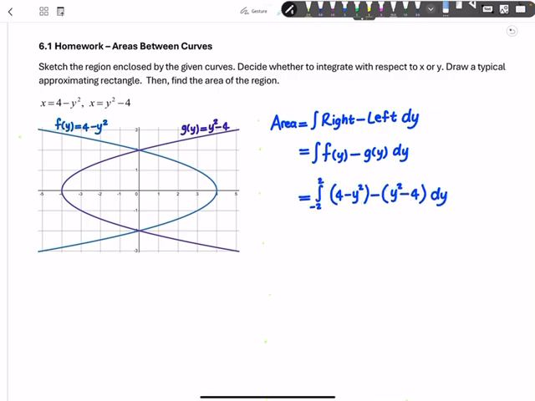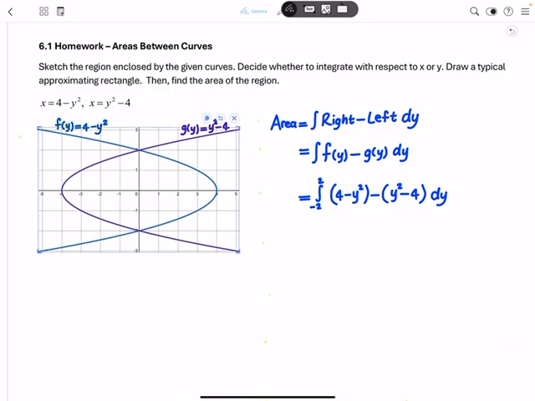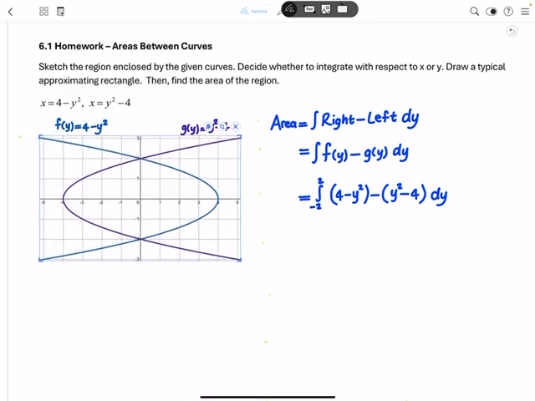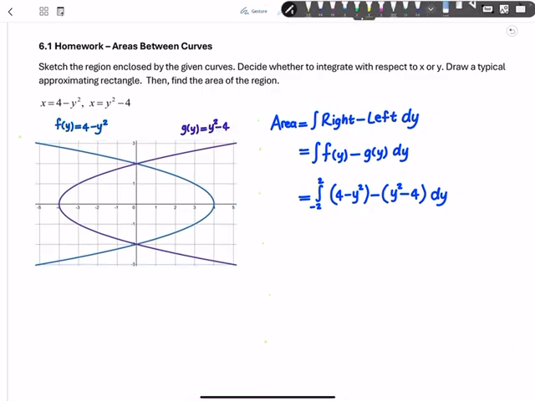Specifically, this will be the integral going from -2 to 2. And note, in this case, we want to look at the y-axis. Let me use a highlighter. We want to look at the y-axis to find our bounds. So we're now integrating on this interval right here, from -2 to 2. And it's going to be right minus left, so 4 minus y squared minus y squared minus 4. And note that I keep both of those functions in parentheses because the negatives will need to distribute.